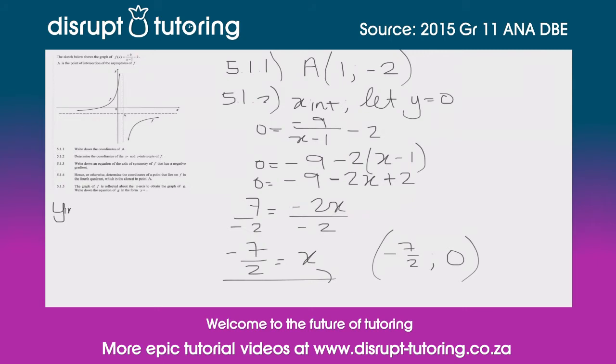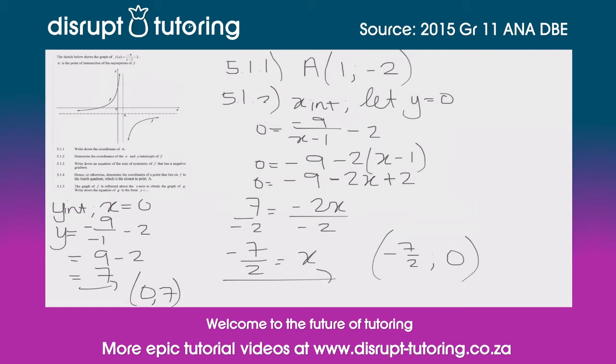So what do we do when we look at the y-intercept? We do the very opposite. We say x is equal to 0, and using our curve, we're going to say y is equal to minus 9 over, okay, so it's 0 minus 1, so it's minus 1, minus 2, and that's going to give us 9 minus 2, so therefore y is simply 7. Okay, and that would mean that the y-intercept in this instance is going to be 0 and 7.